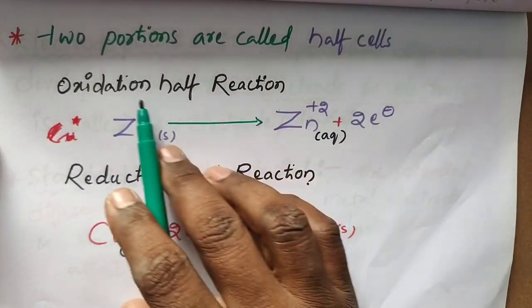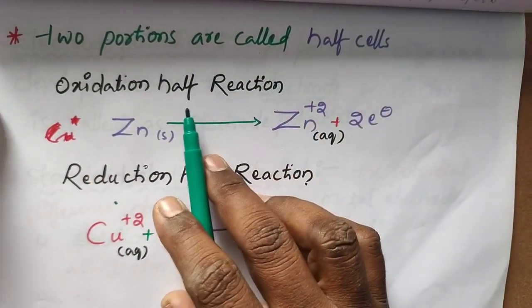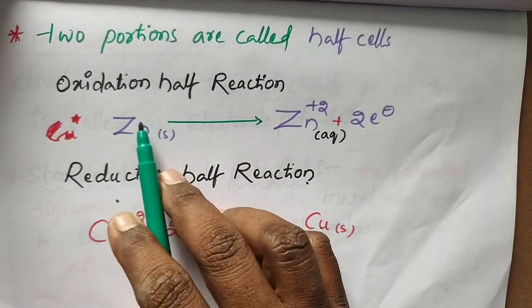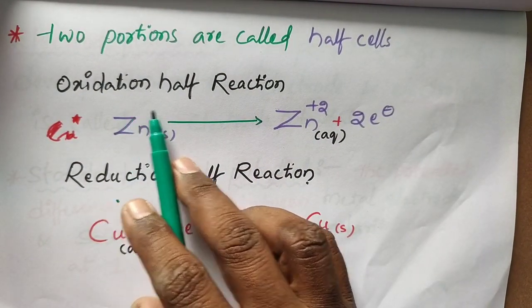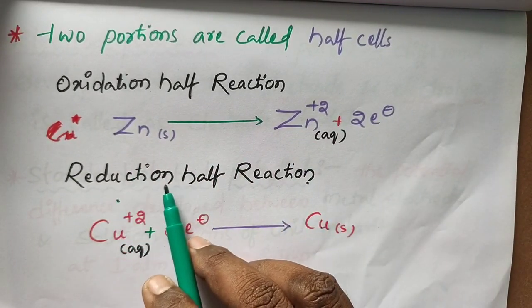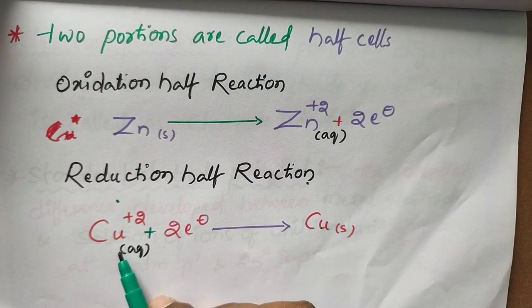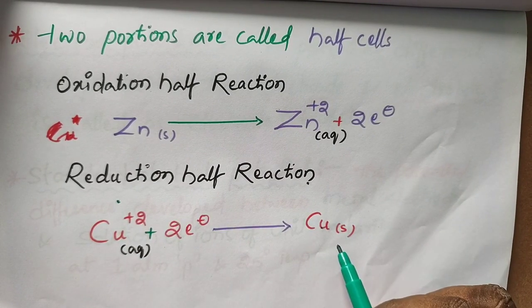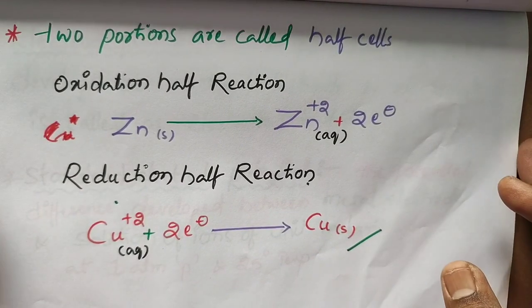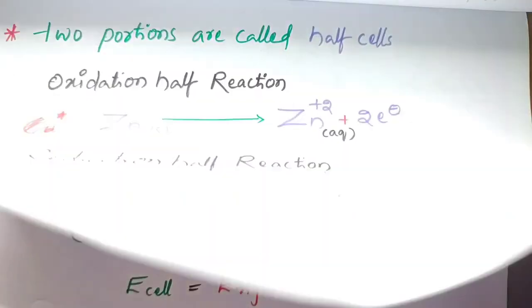The two portions are called half cells. One is the oxidation reaction and the other is the reduction reaction. One portion contains oxidation, so Zn is converted to Zn plus 2 plus 2 electrons. Reduction takes place in the other half cell, that is Cu plus 2 plus 2 electrons gives Cu solid. So these reactions take place in the electrochemical or galvanic cell.